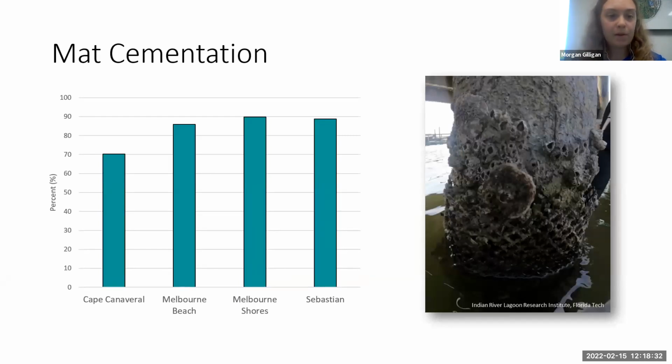At the end of the experiment, we looked at mat cementation, and there was an increase throughout the study. At the end, Cape Canaveral had greater than 70%, while the other 3 locations ended up having greater than 80%. And I think it's important to note here that while Cape Canaveral had more of a simplistic community, it still had a great amount of cementation that potentially could lead to it cementing itself to the piling.